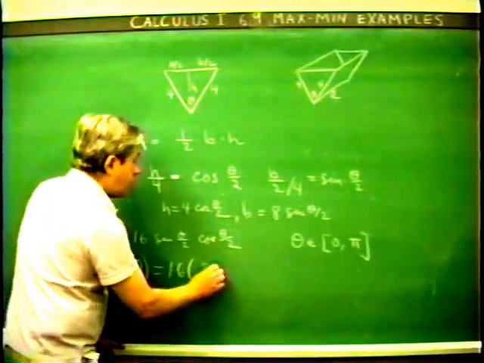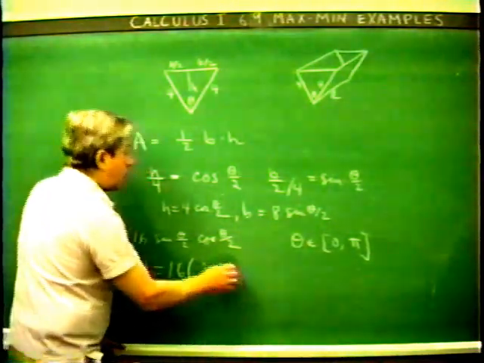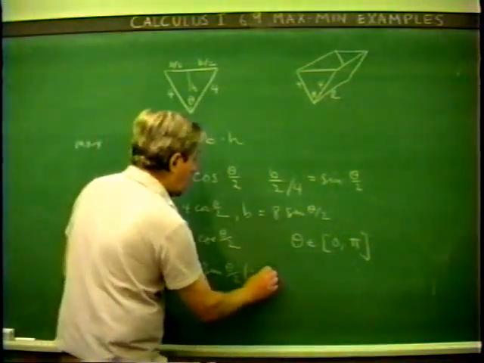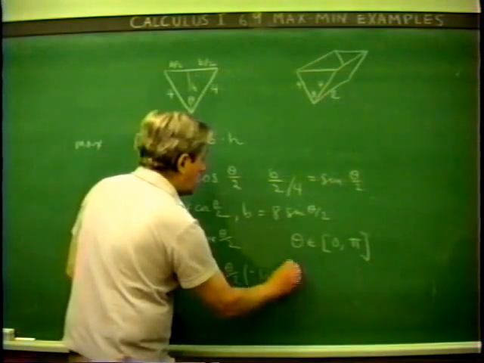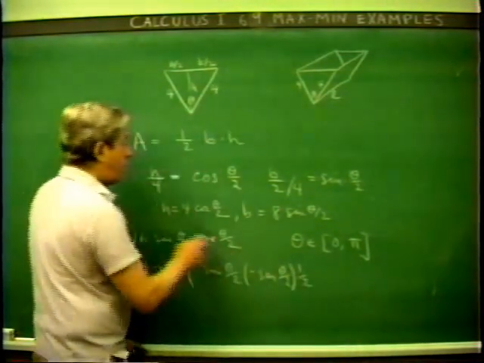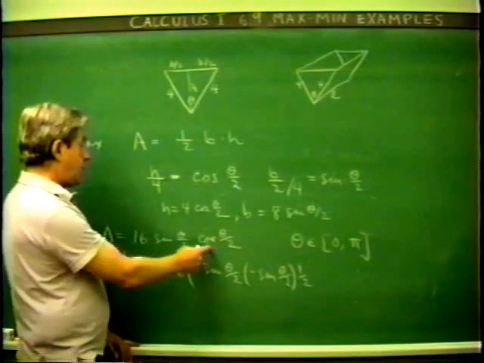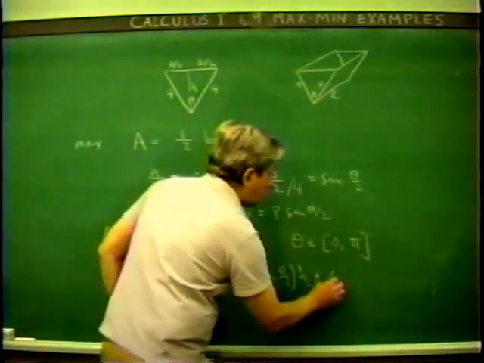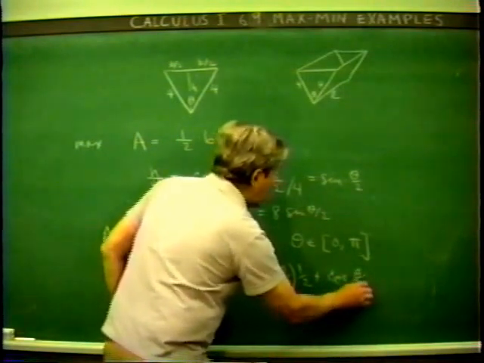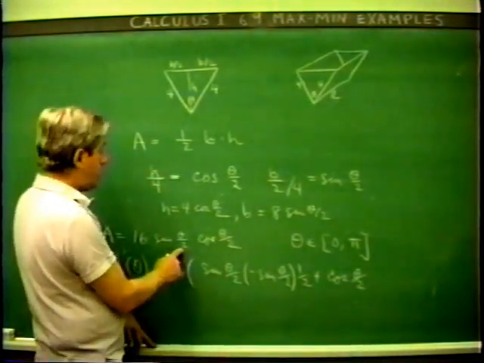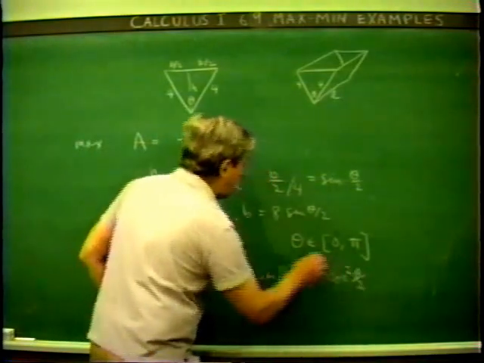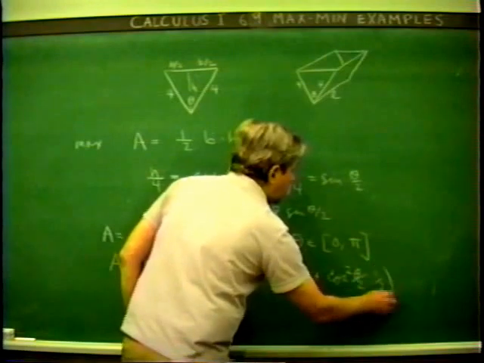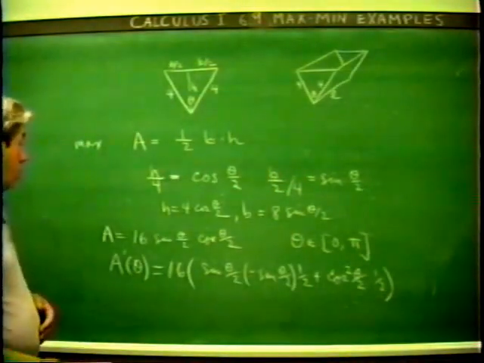So the derivative is going to be equal to 16 times, and now this is what? Sine of theta over 2 times the derivative of cosine of theta over 2, which is minus sine of theta over 2 times a half, the derivative of theta over 2. Plus the second one, cosine of theta over 2 times the derivative of sine of theta over 2, which is cosine of theta over 2. So we have cosine squared of theta over 2 times a half.